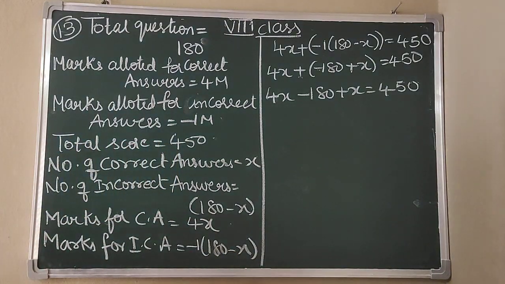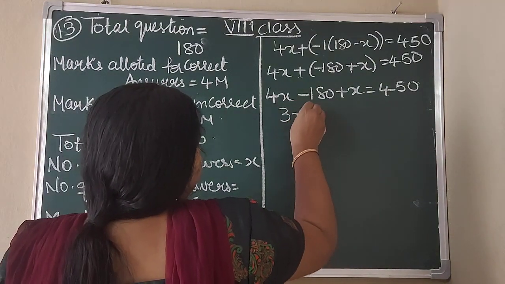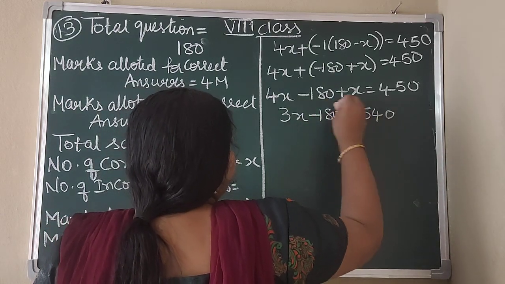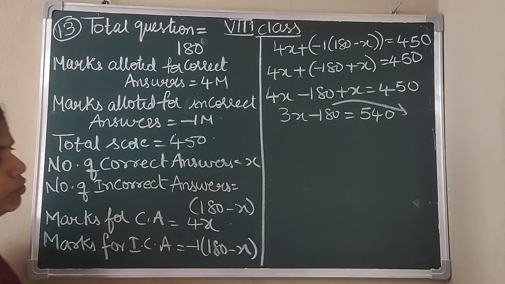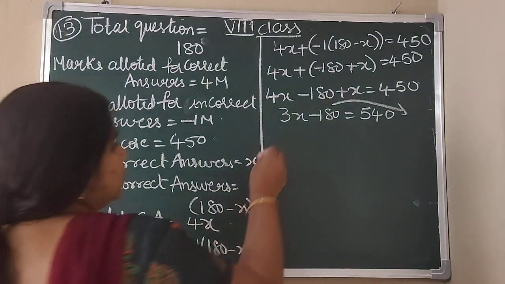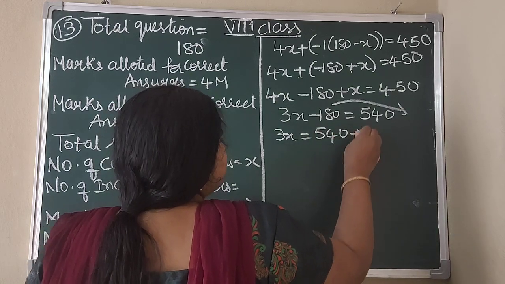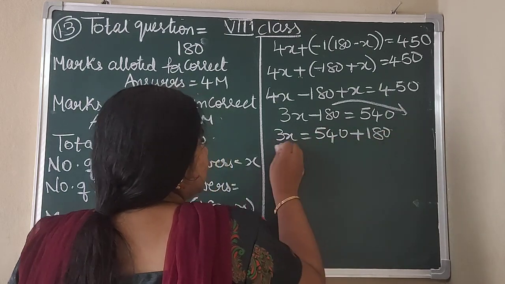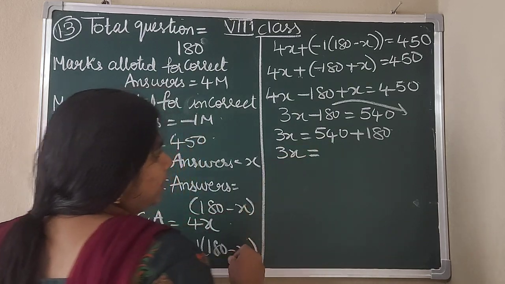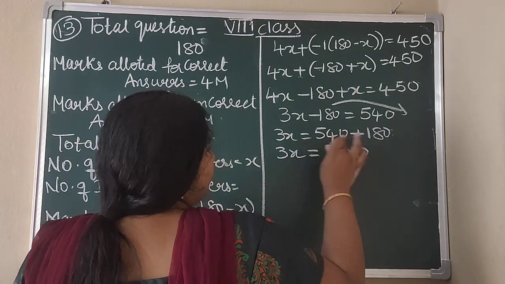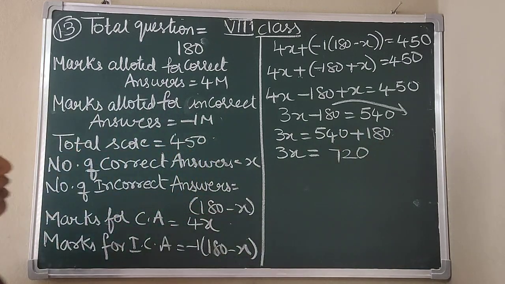4x plus x is 5x, so 5x minus 180 equals 450. Transpose this -180 to the other side, that will become plus. So 5x equals 450 plus 180. So what will it be? 0 plus 0 will be 0, 8 plus 4 is 12, 5 plus 1 is 6. That will be equal to 720.